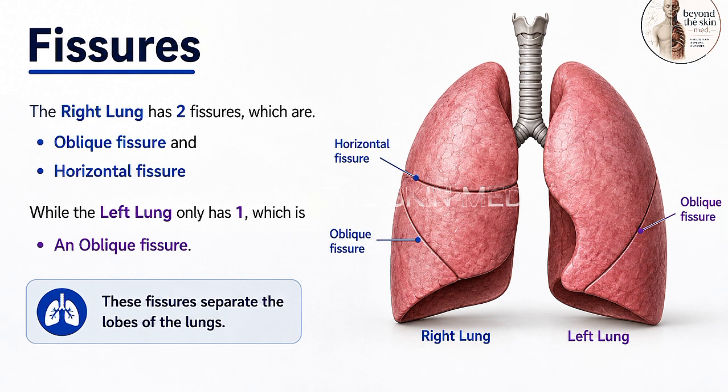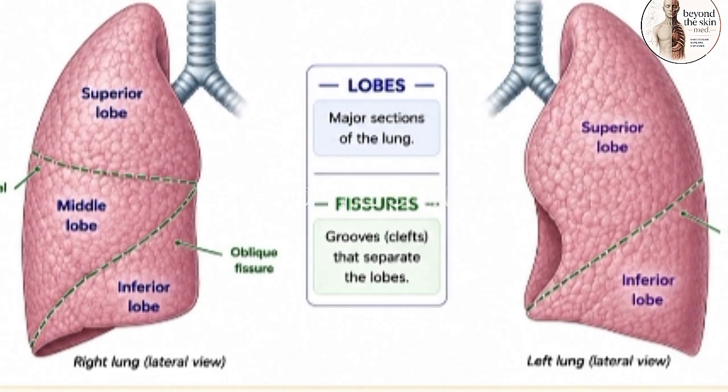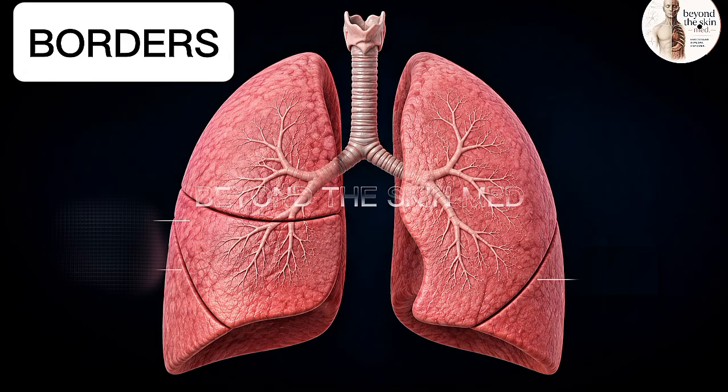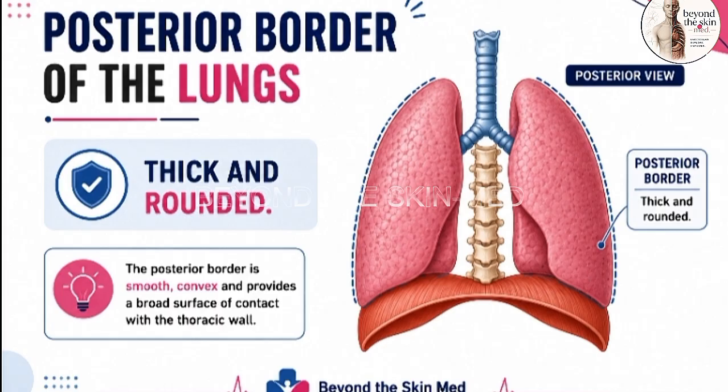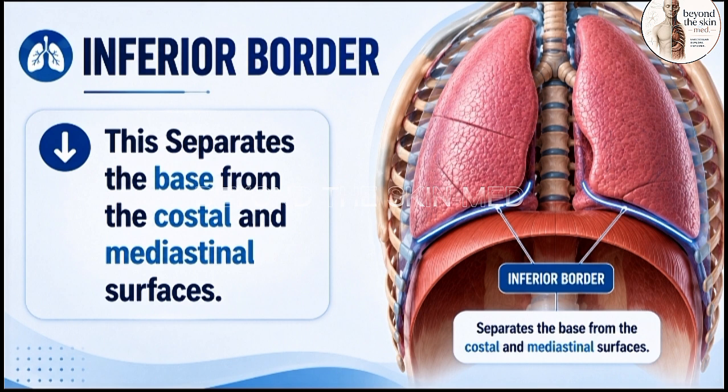Please note that lobes and fissures are not the same thing. Lobes are the major sections of the lung, while fissures are the grooves that separate the lobes. Borders. 1. Anterior border. Thin and sharp with the left lung showing the cardiac notch. 2. Posterior border. Thick and rounded, and it lies adjacent to the vertebral column. 3. Inferior border. This separates the base from the costal and mediastinal surfaces.